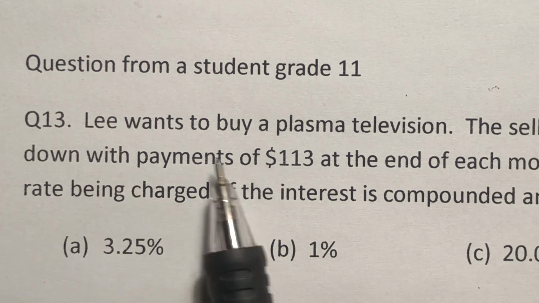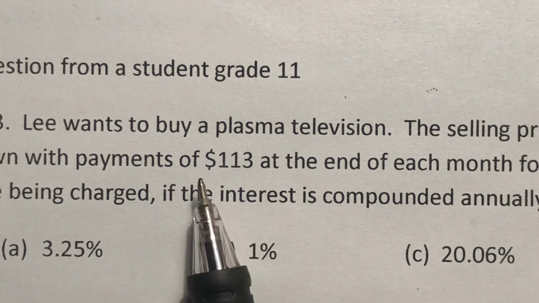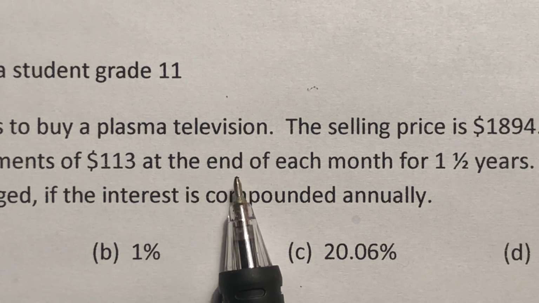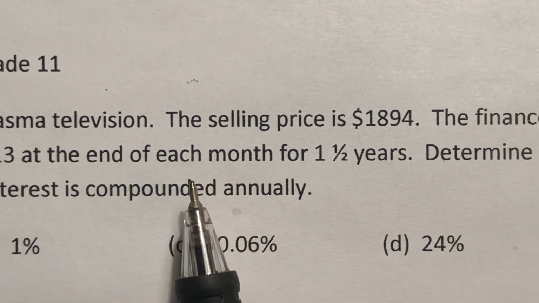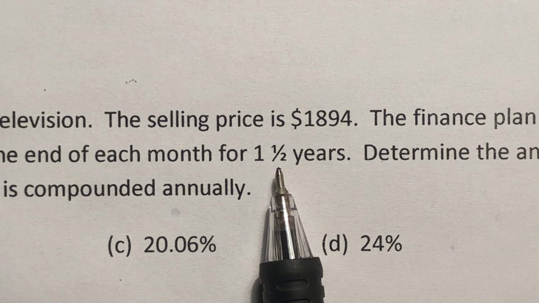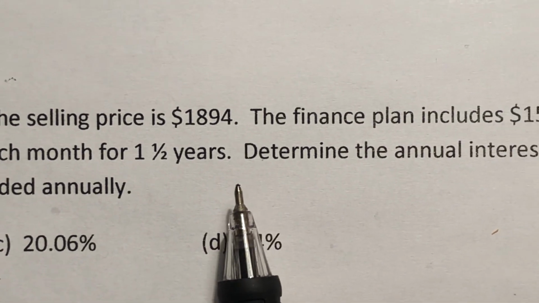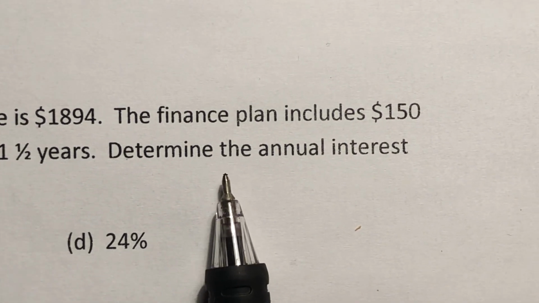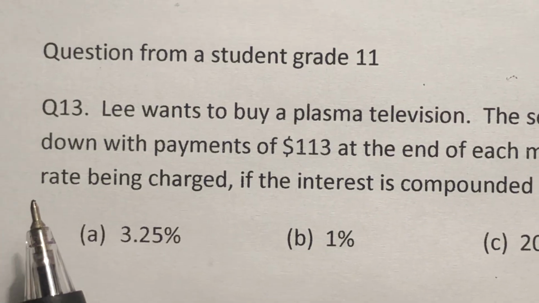After the down payment, you need to pay $113 at the end of each month. For how long? For 1 year and half. For 1.5 years. The question wants you to determine the annual interest rate.